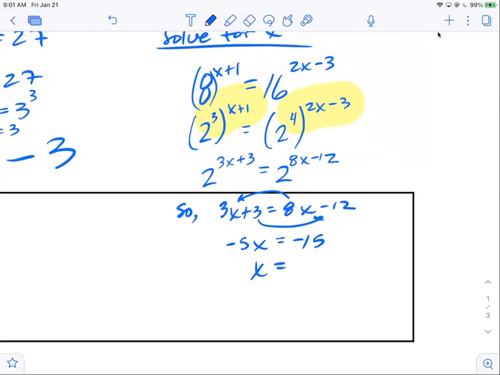Right. Yeah. Okay. Yeah, it's not an inequality. And then you get 3, right? So there it is. X is 3. So that's kind of like a more elaborate type of get the bases the same.